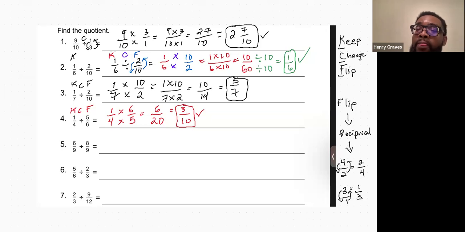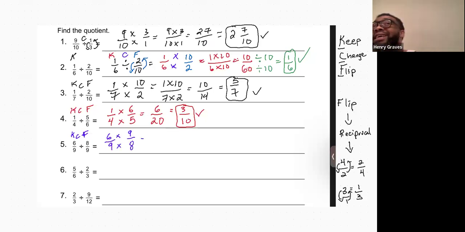Okay, number 5, same thing, 6 over 9. Same stat, KCF, keep, change, flip. So people actually like to call this LCF, lead, change, flip. That works out fine too. 9 over 8. I'm gonna get 6 times 9 is 72. No, sorry, 6 times, wow, that's crazy. 6 times 9 is 54. Wow. This is how you know it's been a long day. And 9 times 8 is 72.